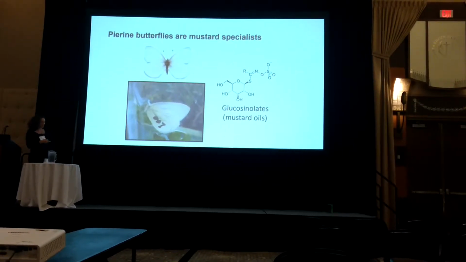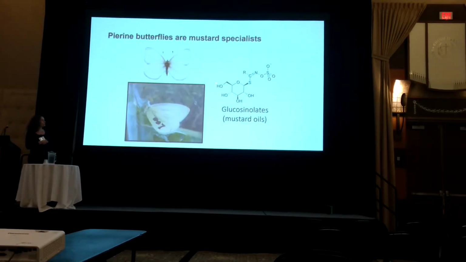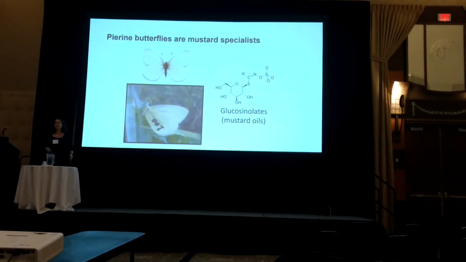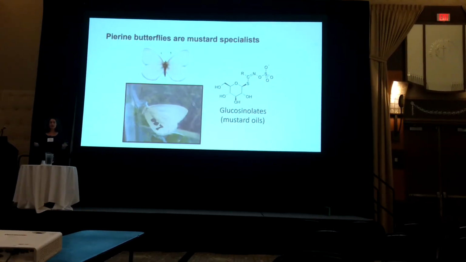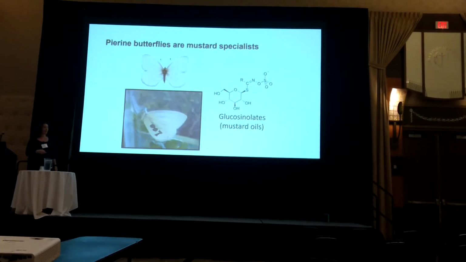So a glucosinolate is a defensive chemical that varies at this R group right here. So the glucosinolates that are making your arugula salad a little spicy are not the same glucosinolates that are making your kids hate their broccoli.